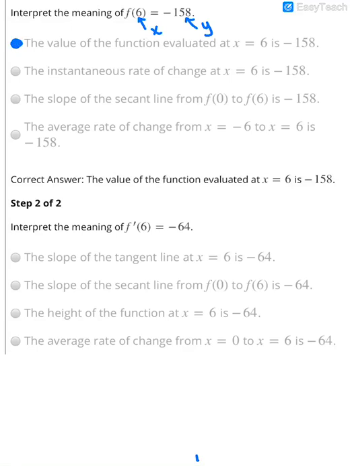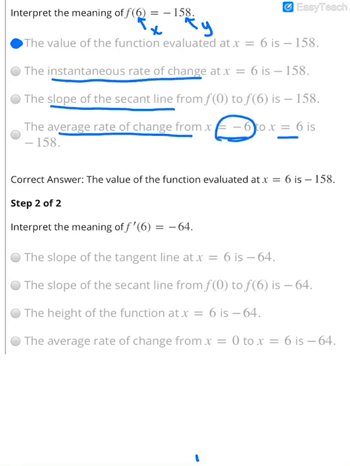The second one refers to the instantaneous rate of change. Well, they've not told us anything about the slope of a tangent line, so that cannot be true. The third one talks about the slope of a secant line. Again, they've not given us anything about slope, so that's not true. And then the last one talks about an average rate of change from negative 6 to positive 6. Well, again, they haven't given us any information about x equals negative 6, so that is also not true.